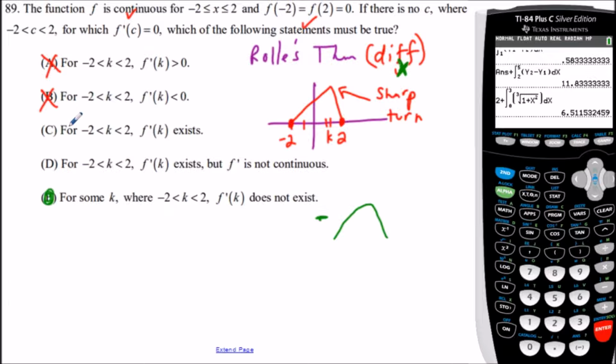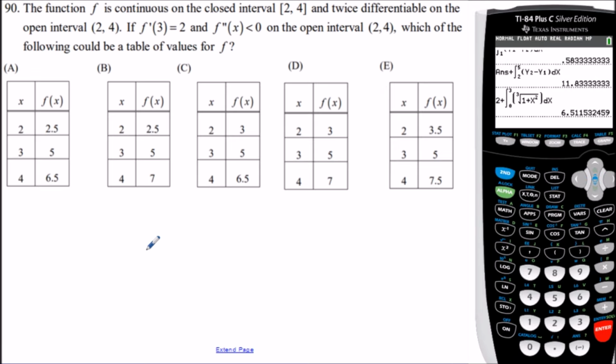And what they're telling us for choice C is that for the open interval, the derivative does exist. But if that were true, then Rolle's theorem's conditions would be satisfied, and there would be a value c where the derivative is equal to 0. So this one is out because Rolle's theorem is not satisfied in these given conditions here. And choice D is repeating this concept, so choice D is also no good for the same reasons that choice C was no good. So choice E for 89.